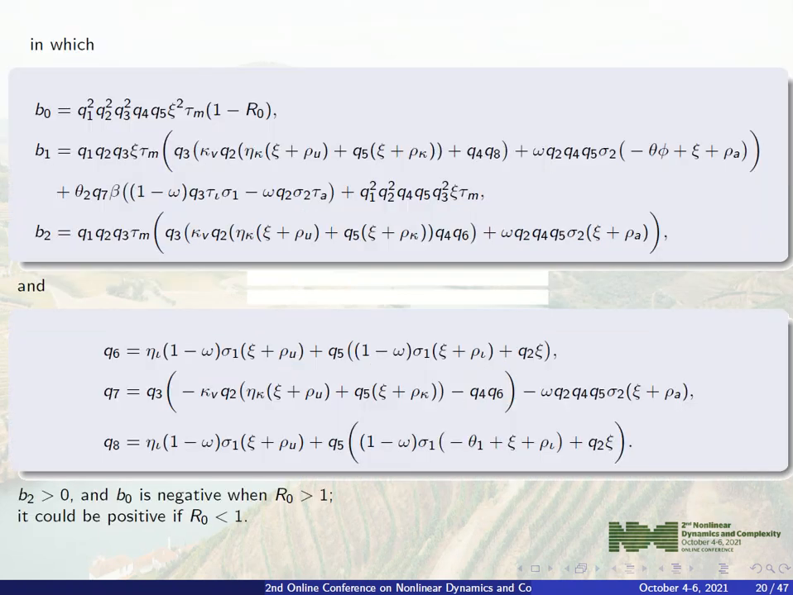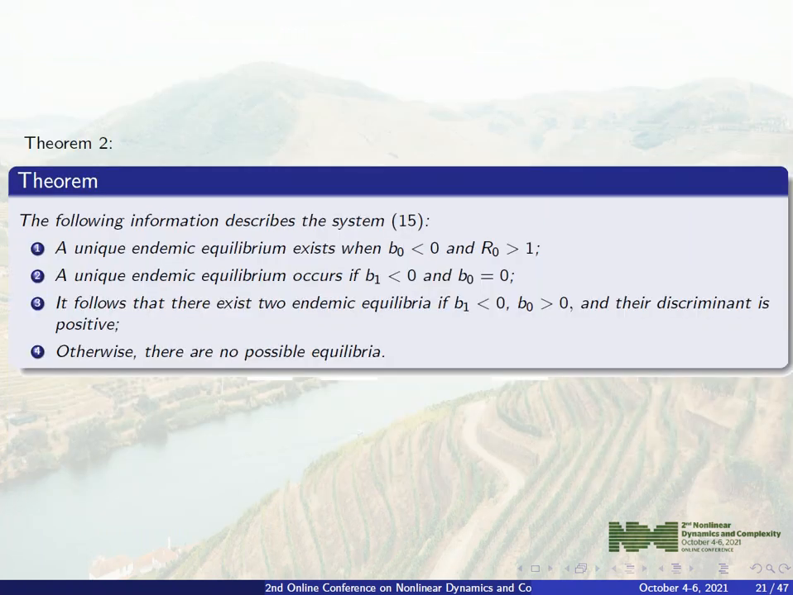In this case, B2 is greater than 0. B0 is negative if R0 is greater than 1, and it is positive when R0 is less than 1. Therefore, the sign of B0 depends on the value of R0. The above discussion is summarized in the next theorem.